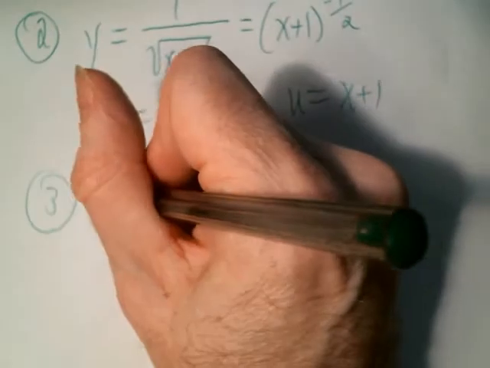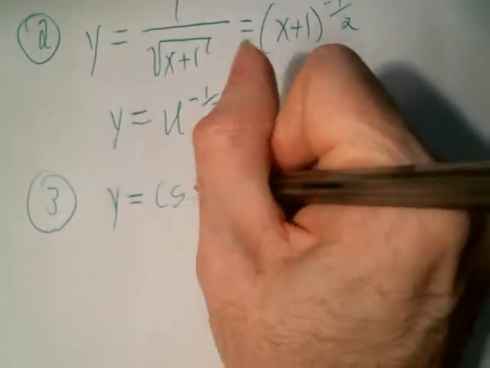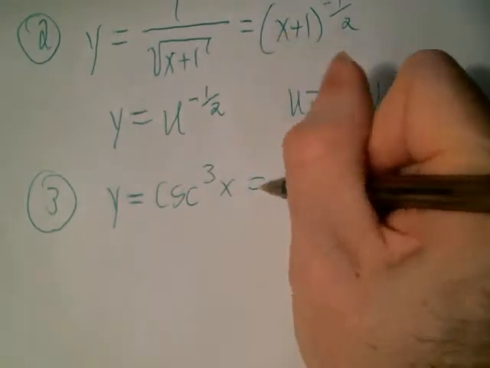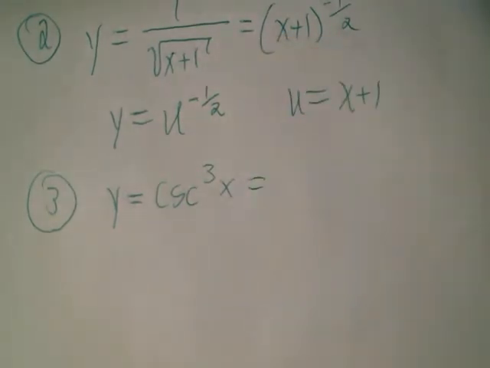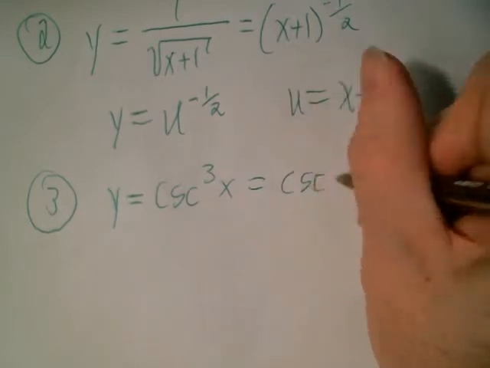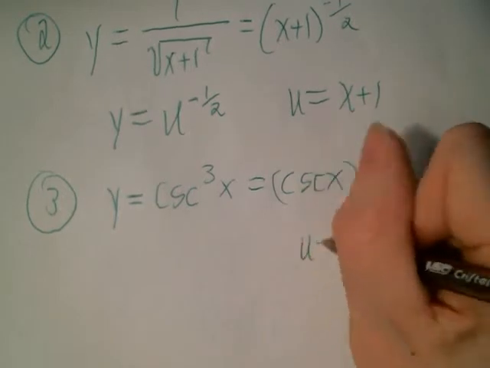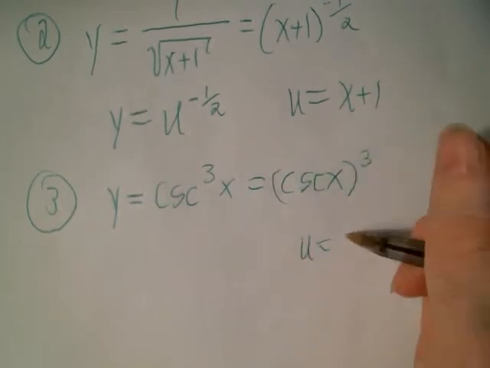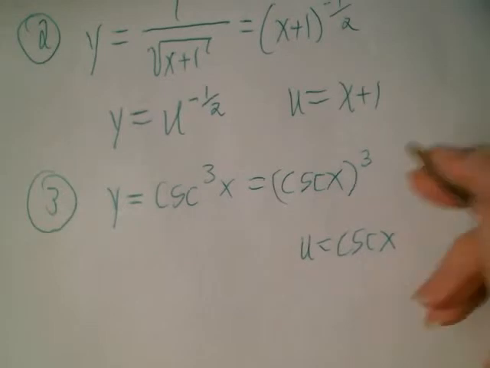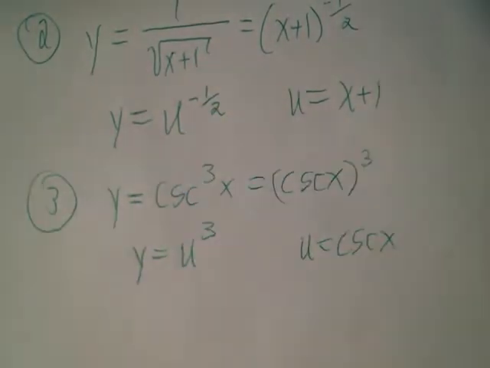Problem 3, this one always kind of throws people for a loop. Y equals cosecant cubed x. And what are the guts? It's not clear the way they write this. So you could rewrite it as cosecant x, quantity cubed. The guts are just the stuff inside the parentheses, cosecant x. And then the outer shell part is u cubed.